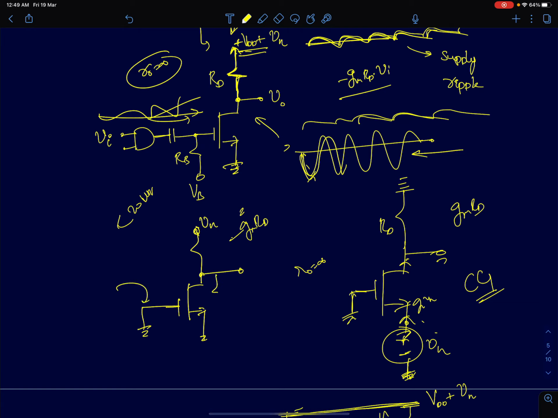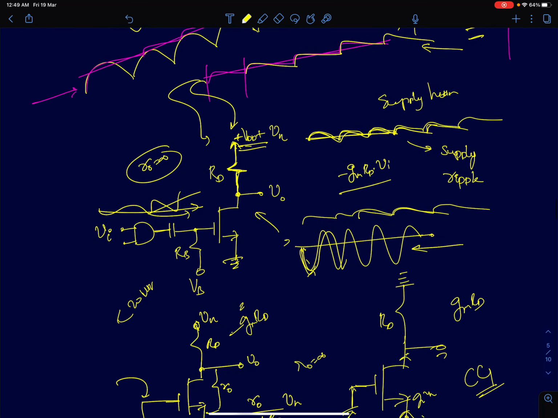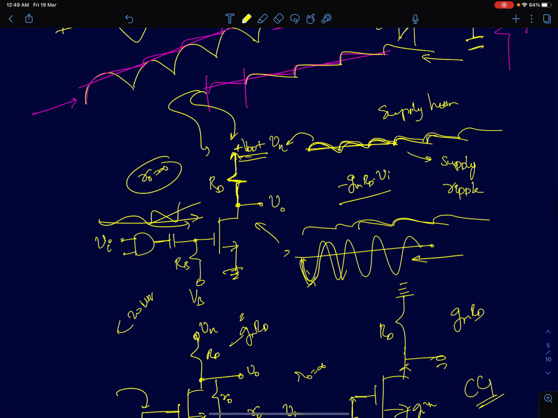Now if you see, if R0 is the output resistance of this MOS device, the V0 here will simply be a potential division from R0 and RD. So it will be R0 by R0 plus RD times Vn. If I assume R0 is infinity, this will be just Vn itself. Which means the supply noise is entirely going to appear at the output. So the signal you are actually going to have here will be minus GmRD times Vi plus Vn. So this is the unwanted supply noise.